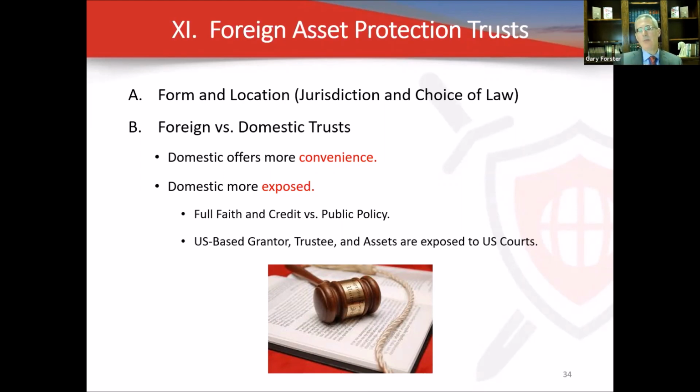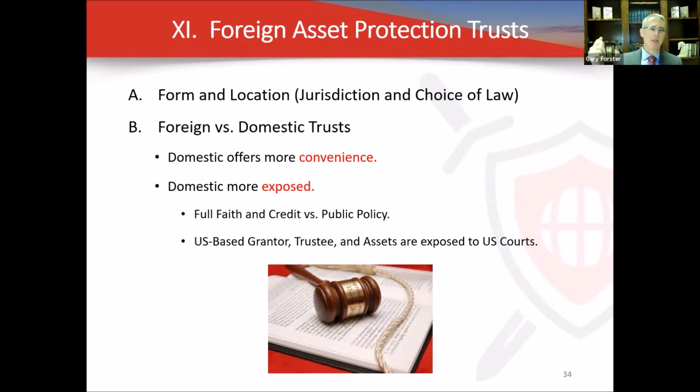We work through a couple of the reasons here. For instance, on domestic, there's the Full Faith and Credit Act. So although it's more convenient and the statute is going to be more familiar to a U.S. court, it's subject to the Full Faith and Credit Act, which says if I have a judgment in one state, I can record it in another state, and that state must allow collection on that judgment.